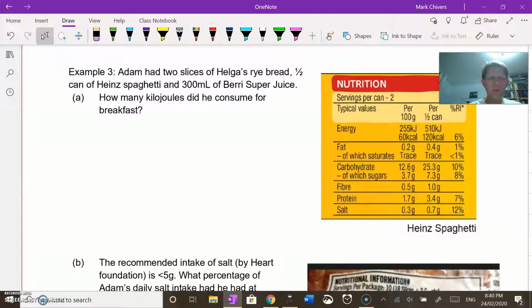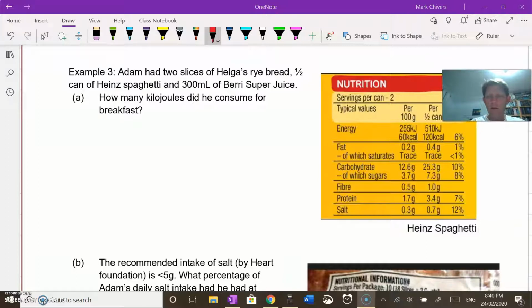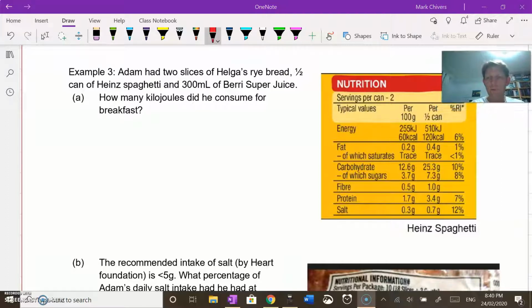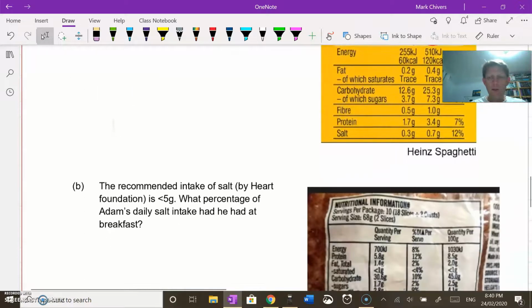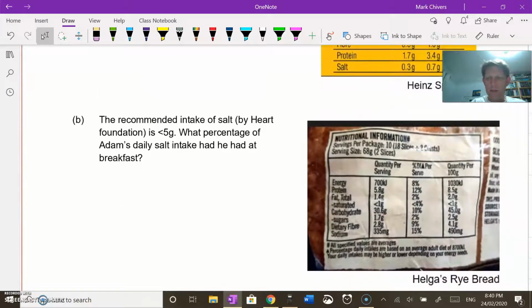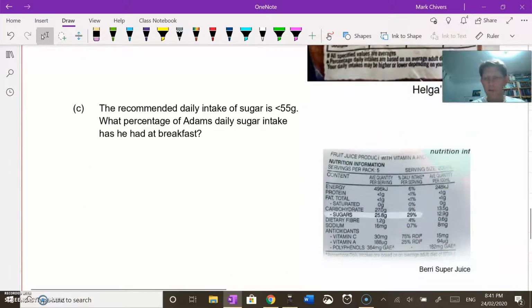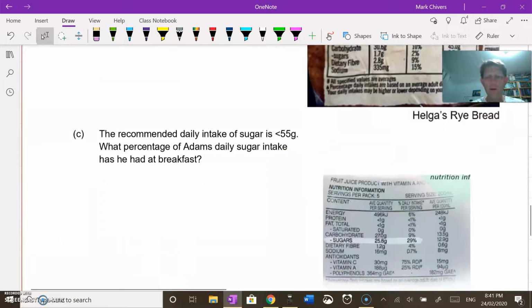Now, with the Heinz spaghetti, half a can is the serving size, so the information about serving size, I don't need to do any calculation. If we look at the rye bread, 2 slices is what he had, and 2 slices is the serving size here too. So I can go on the amount per serving for those two. But the fruit juice is per 100 mils or a serving size of 200 mils. So I might have to use the per 100 mils and just multiply everything in there by 3.